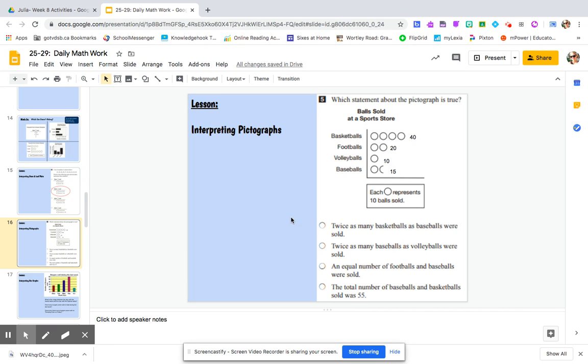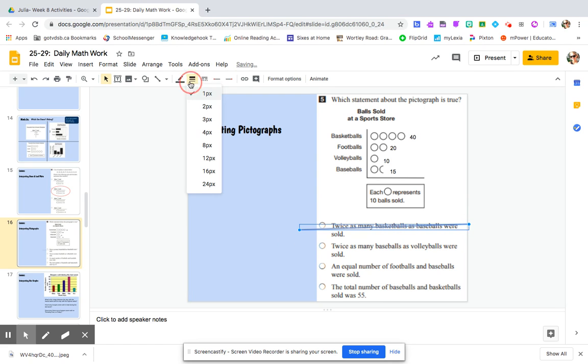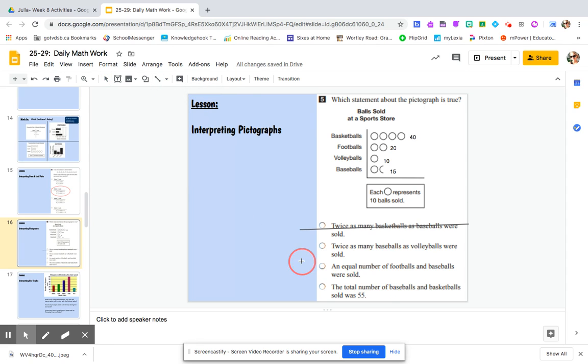So the first one, we can put an X through. It is not correct, or we can even just scratch it out with a line. Not correct. For the next one, twice as many baseballs as volleyballs were sold. Is 15 twice 10? No, it's not. Let's put a line through that to show, no, that is not correct either.